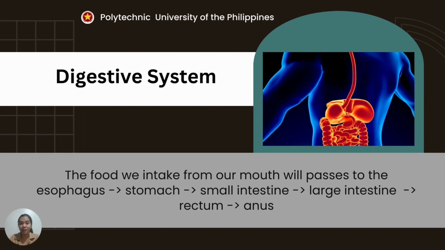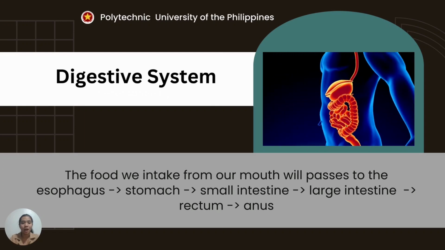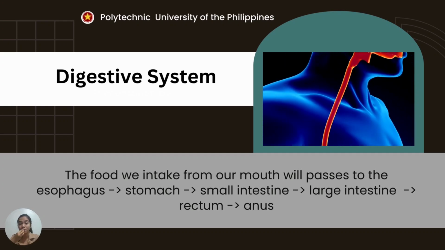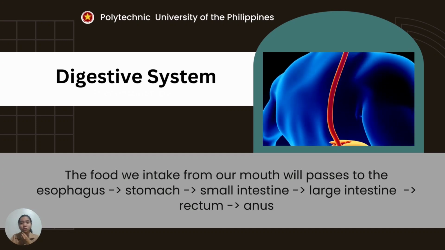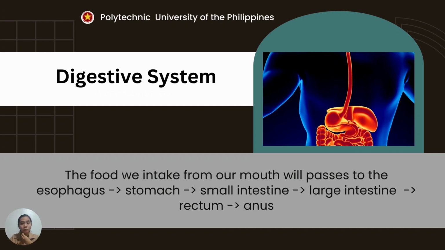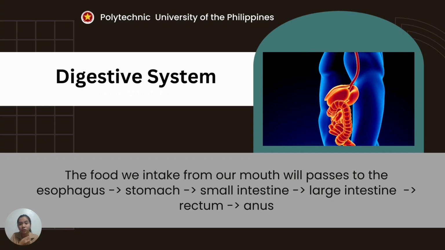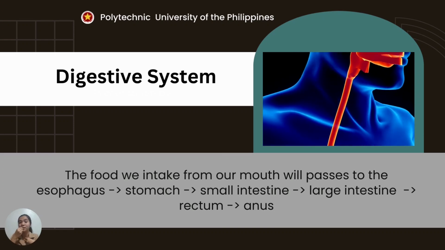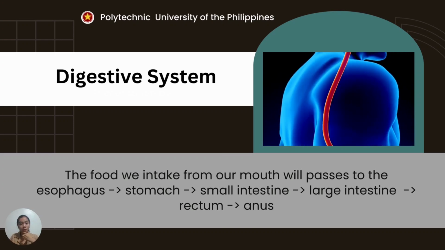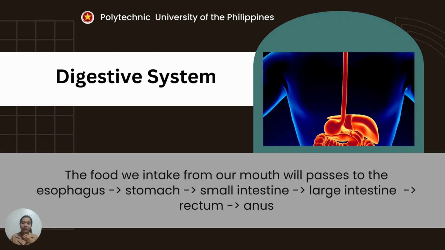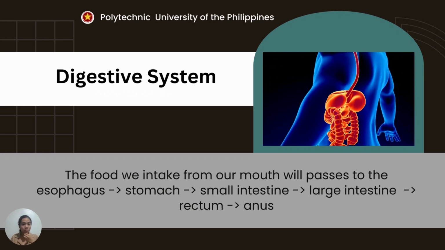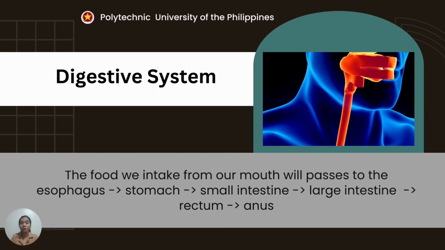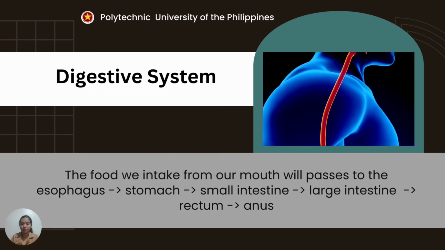So here is a representation of our digestive system. As we all know, our stomach takes food from the esophagus, or from our mouth, and has the function to break down the food we take in as it circulates within our digestive system. From our mouth, it passes through the esophagus and the stomach, then the small intestine, then the large intestine, the rectum, and the anus. This is the overall process of our digestive system.